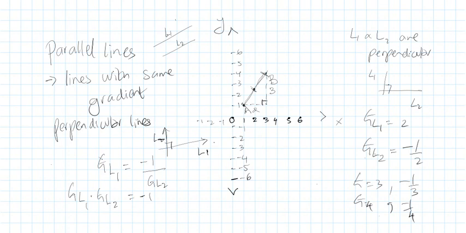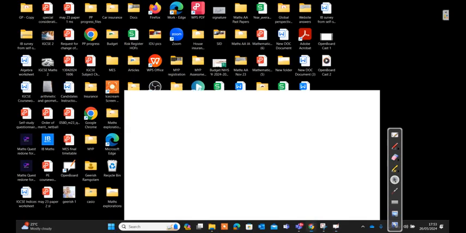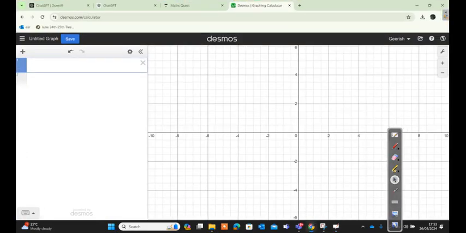Now let's have a look at how it looks on the graph. Okay, here we go. I'm just going to open Desmos and we're going to play around with it a bit. So let's say I have the first line, y is equal to 2x plus 4. Okay, so that's how the line looks. The gradient is positive, the gradient is 2, so it's a line going up because the gradient is positive. And 4 is the y-intercept, so it's crossing the y-axis at 4. You can see it clearly here. Okay, so that's how it behaves.